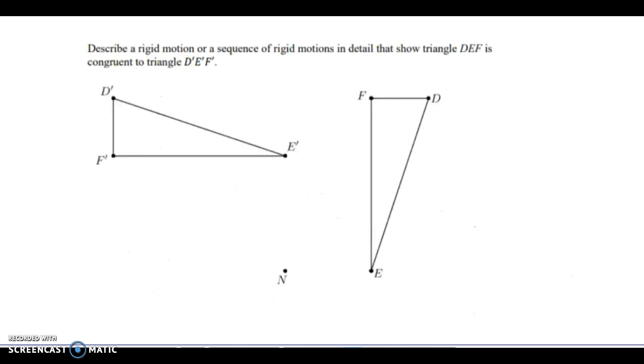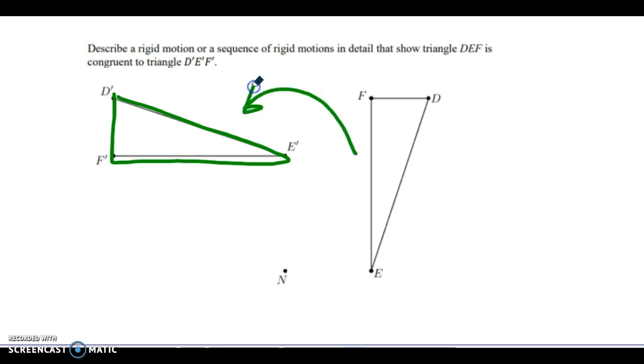All right, another one. Here we have to show that triangle DEF is congruent to triangle D'E'F'. If you can imagine, this triangle has been, oh sorry, that is our new one. All right, so the green one is our new image. So we have to see what happened to the original. In this case, this object has been rotated, and the way that we say this is it has been rotated about point N.